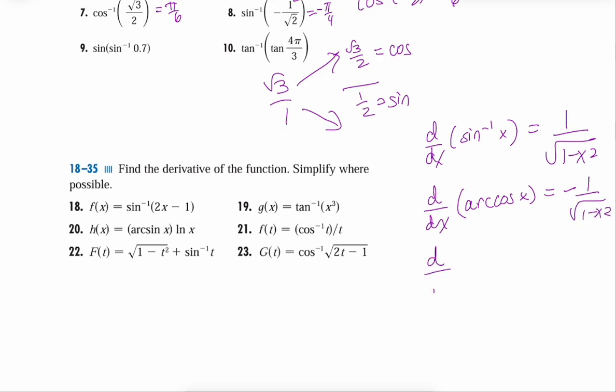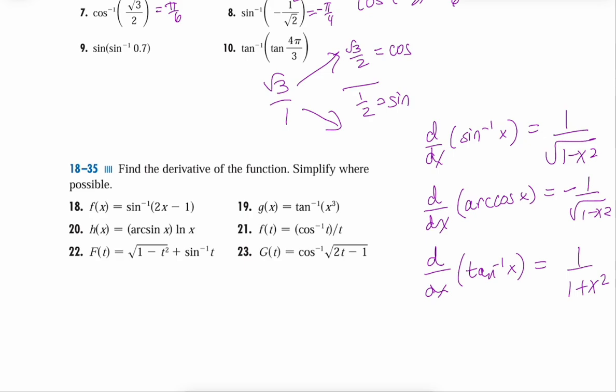The derivative of an arc tangent or inverse tangent is 1 over 1 plus x squared. Okay, so those will be written on the board. You don't have to have them memorized. You just need to know how to use them. All of the ones on the test will be a chain rule or a product rule. They'll have some kind of rule with them.